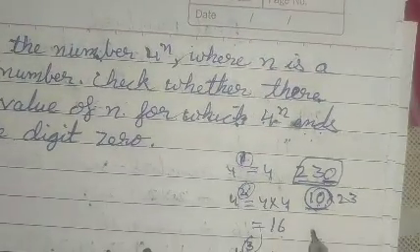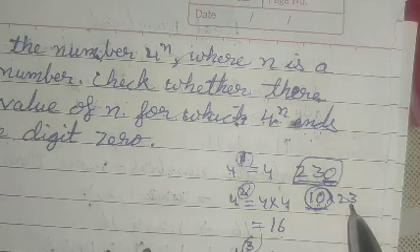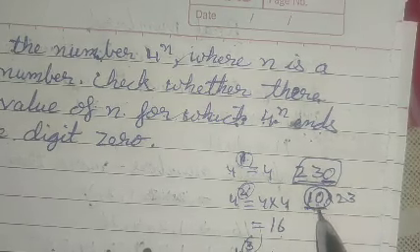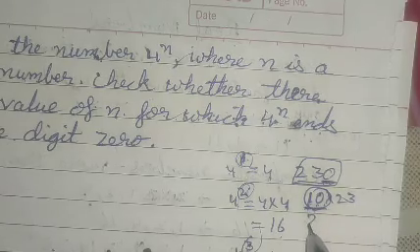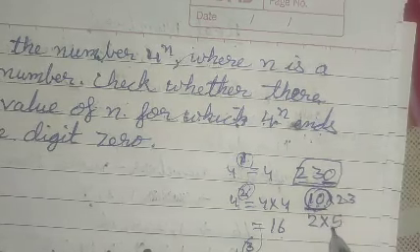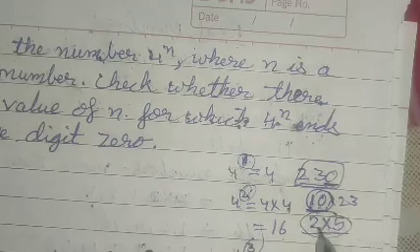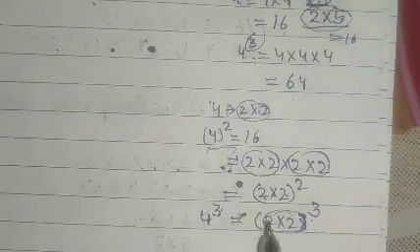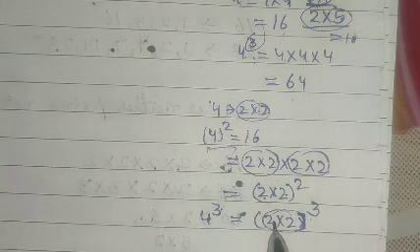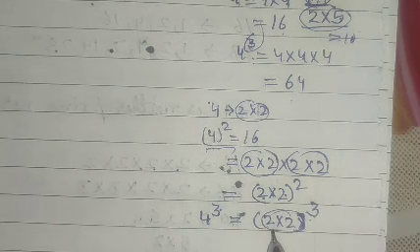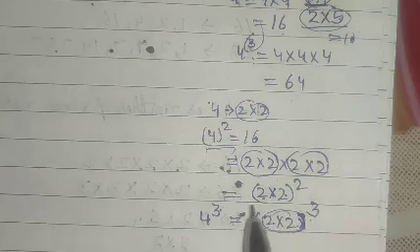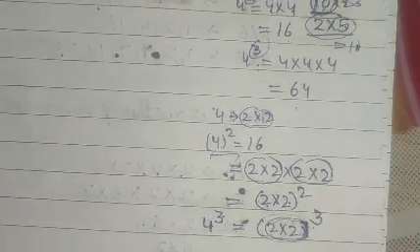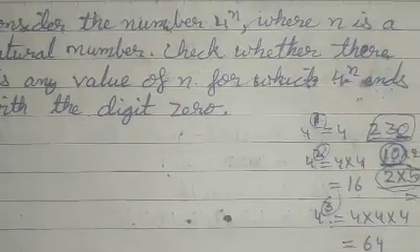Now for 4 raised to power n to be divisible by 10 or to end with 0, we should get two prime factors, 2 and 5. If we get 2 and 5, then 2 fives are 10, and that number will be divisible by 10. But here in the case of 4, we are getting 2, but we are not getting 5. So whatever power of 4 we take, we will never get 5 as its prime factor. So how will you solve it?